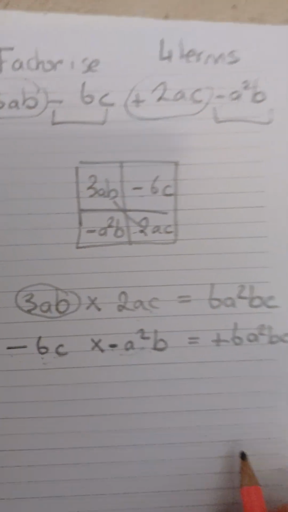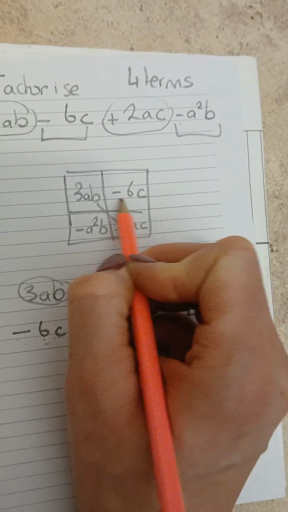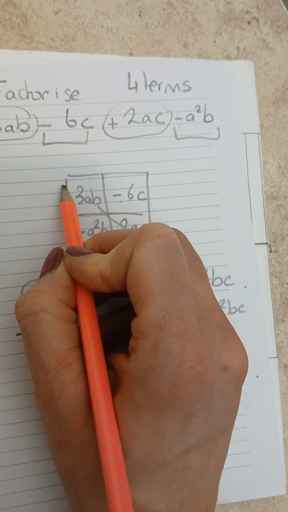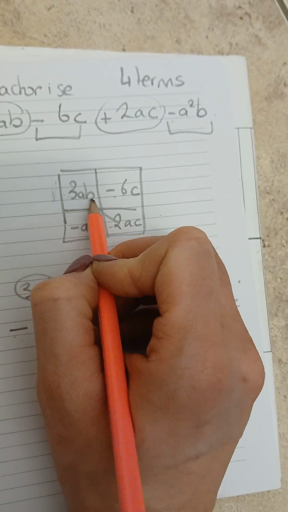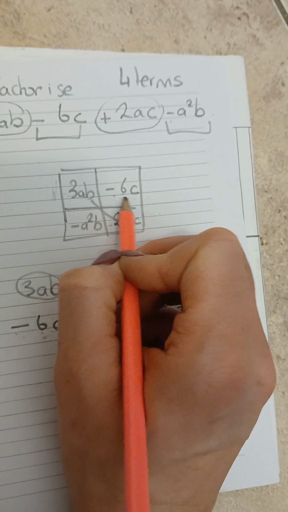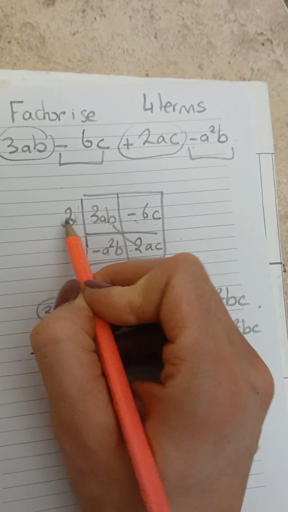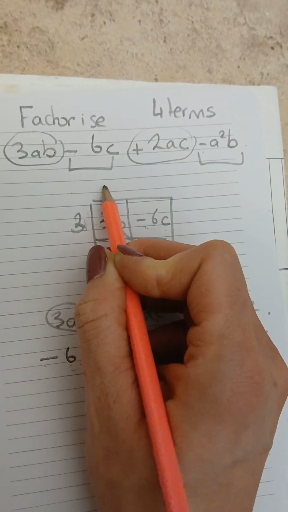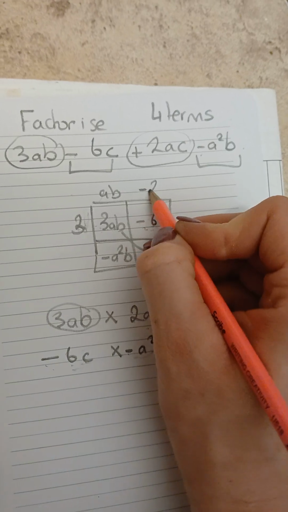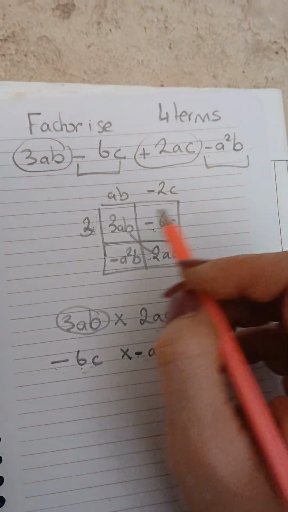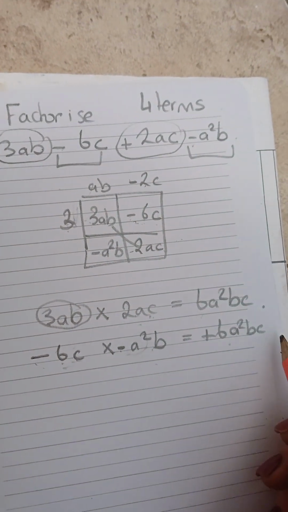Okay, after that then we've got the setup. We just have to start doing the area model. So what I do is I'm going to find a common factor between this and this term to put here. Okay, so what's common between 3ab and minus 6c is the only thing that's common is the number 3. So 3 into 3ab leaves me with ab, and 3 into minus 6c is minus 2c. Okay, 3 into 6 is 2, minus, and the c comes up because there's nothing to cancel it out.